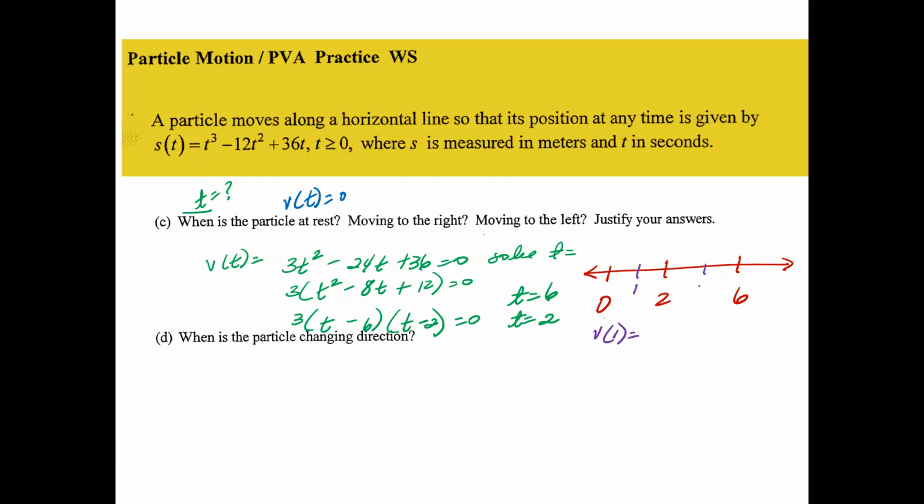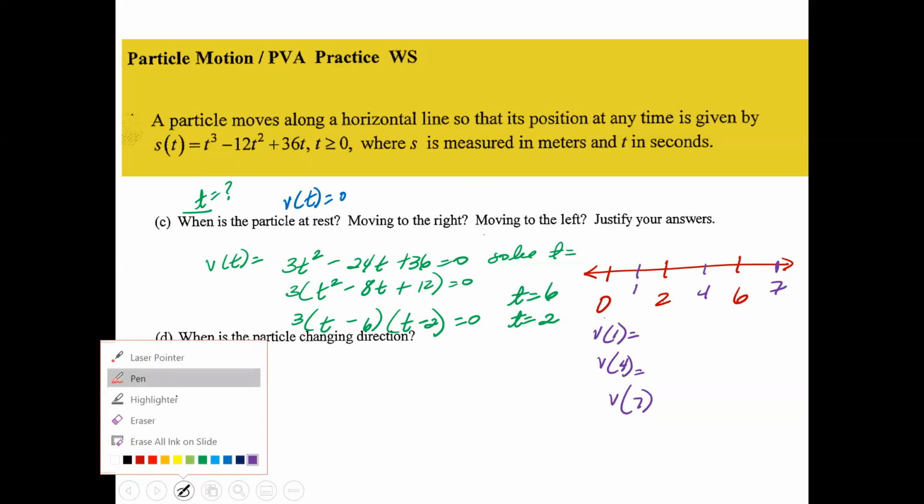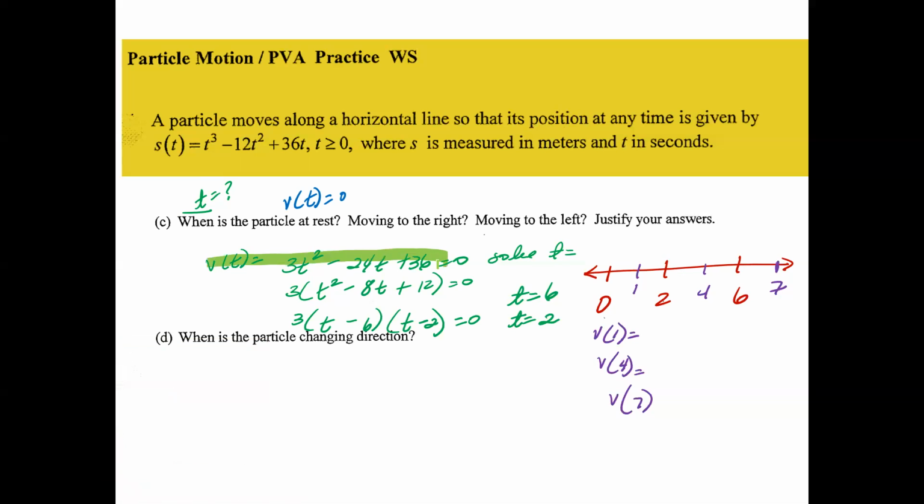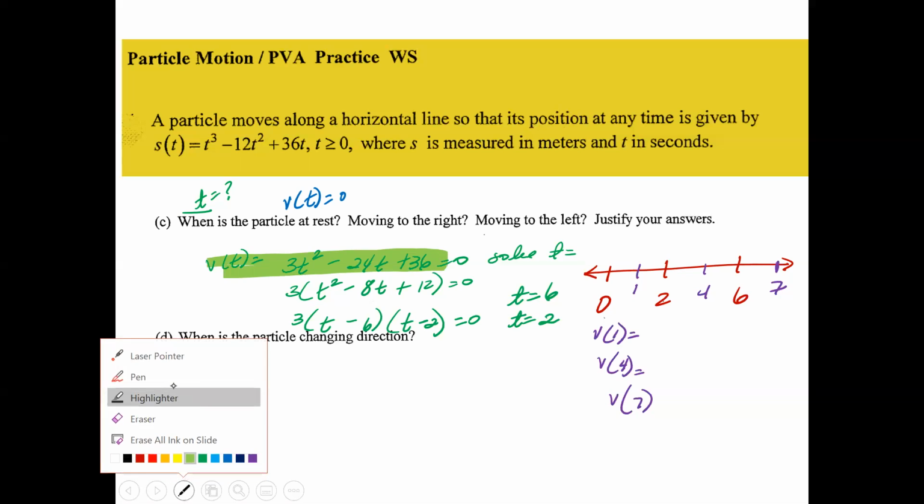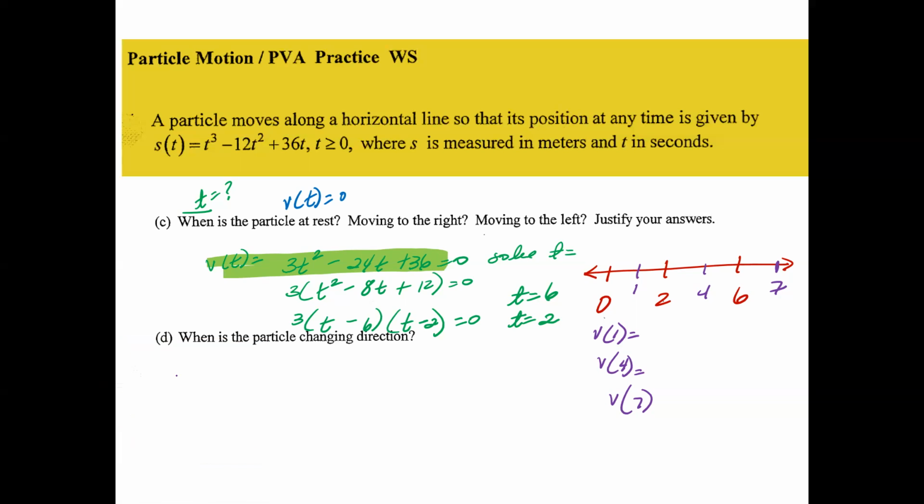A good number to pick between 2 and 6, I mean, I don't need that big of a number. Let's just do 4. So V of 4. And then to the right side of 6, I could do a 7. Given the fact that this is your equation for your velocity, plug in 1 into velocity, plug in 4, and plug in 7. And ask yourself, does it give you a positive or a negative number?